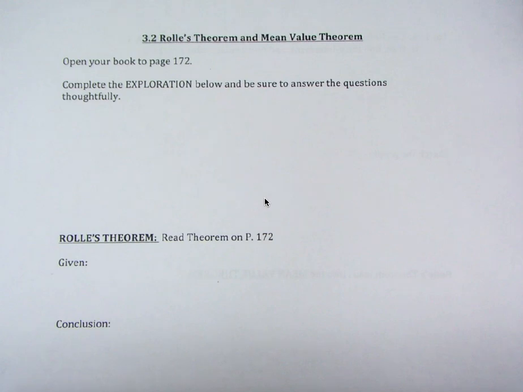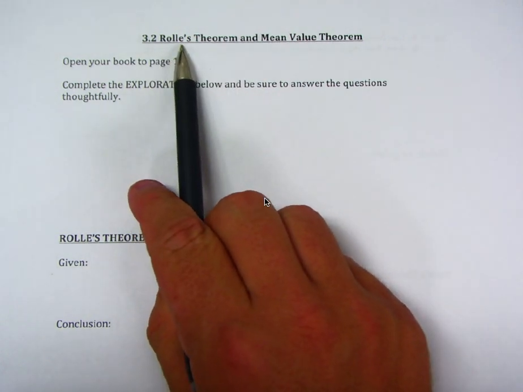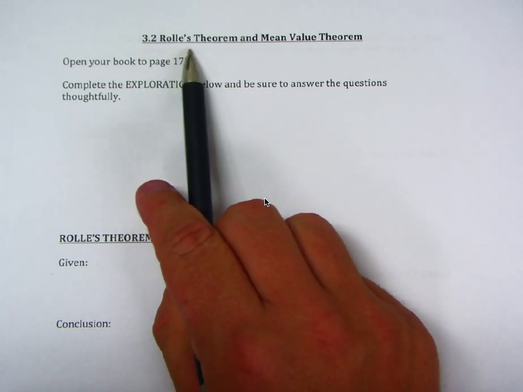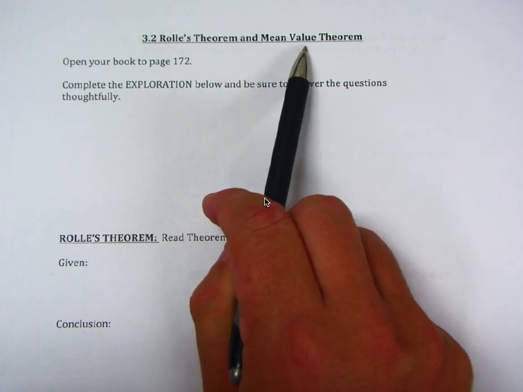We are going to be talking about two new theorems. We have Rolle's theorem, looks like Rolle, it's Rolle's theorem, which is going to lead us into what we have as the mean value theorem.